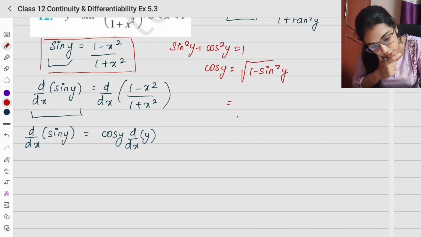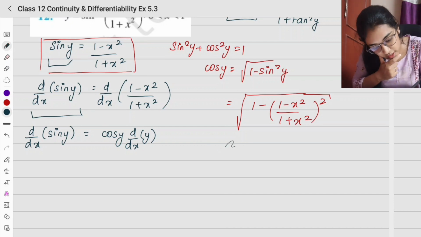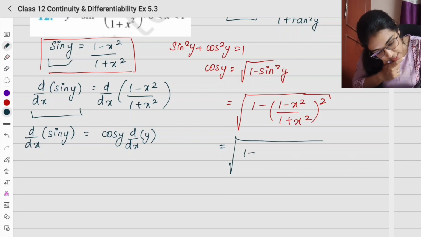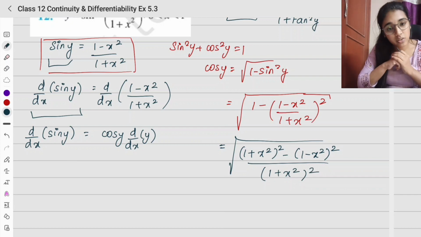So if we find this, what will we get? I'll have square root of 1 minus sin square y. So this is going to be 1 minus x square divided by 1 plus x square, the whole square. So we have to find the square root of this first. So what will I have? I'll change the color. So I have equal to square root of 1 plus x square minus 1 minus x square, the whole square, divided by 1 plus x square, the whole square. I'm trying to take the LCM here.